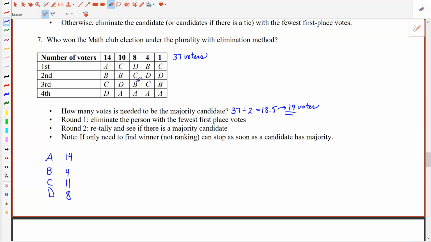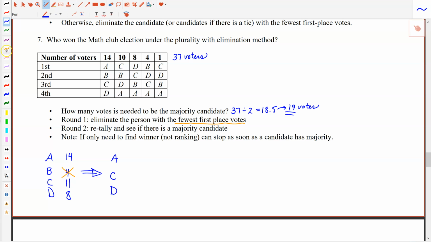So now we're going to take into account the rest of the preference table. Here's how this process works at this point in time. At the end of round 1, if someone doesn't have a majority, we're going to eliminate the person with the fewest first place votes. So who has the fewest first place votes? That would be B, right? So this person's going to get eliminated. Now we're going to move on to round 2. So at this point in time I have an election with just A, C, and D.